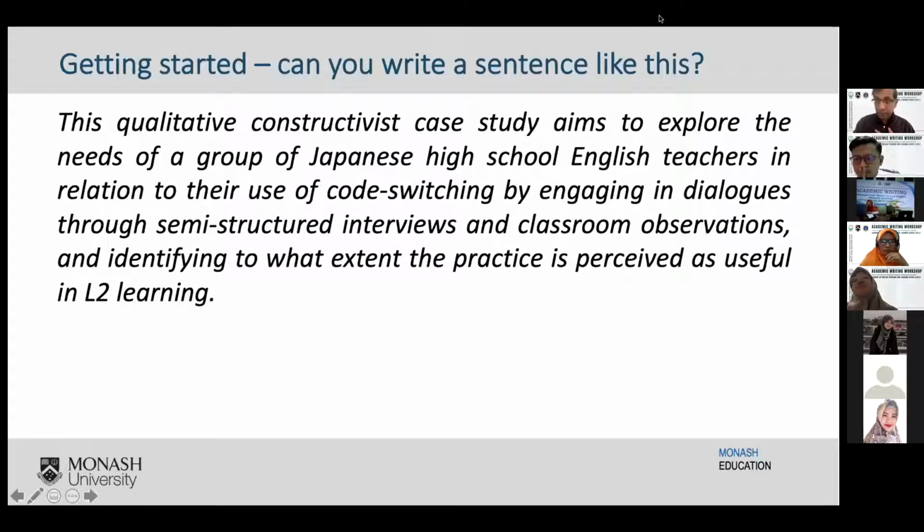So if you look at it, I'm just going through it, you look at my cursor here. The approach, the epistemology, the methodology, it's already there. The aim, number 4, it's already there. The context is already there, number 6. And then the focus, number 7. And then the methods, dialogues, semi-structured interviews, number 8. And this as well, number 8. And then the objective, to what extent the practice is perceived, number 9. There are 9 different things squeezed into one single sentence.